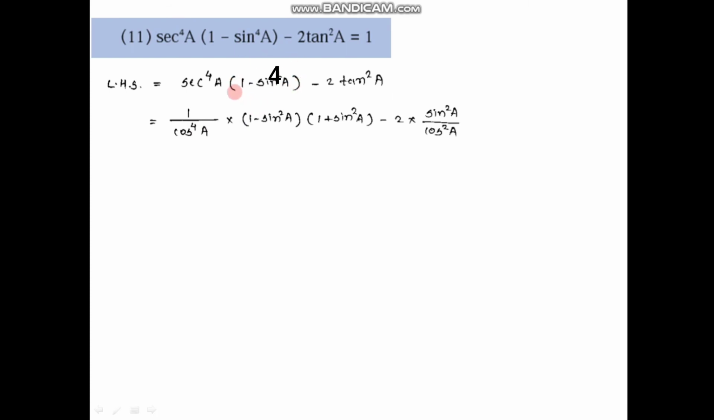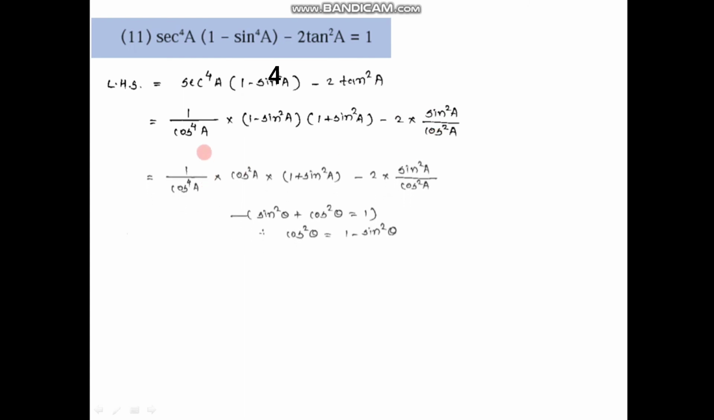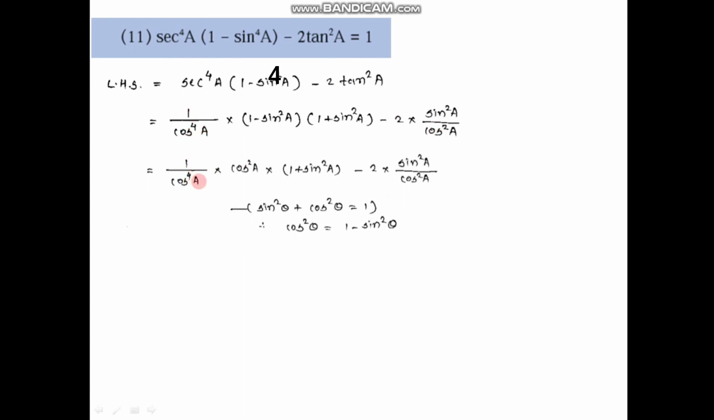So this is in the form a square minus b square. We can expand it by using the formula a square minus b square is equal to a plus b into a minus b. That is, in the first bracket we have 1 minus sin square a, and in the second bracket we have 1 plus sin square a, minus 2 into, instead of tan square a we can write sin square a divided by cos square a. So first term 1 by cos raised to 4a as it is, 1 minus sin square a, instead of that we can write cos square a because of this trigonometric identity, and the second bracket 1 plus sin square a as it is, minus 2 into sin square a divided by cos square a.